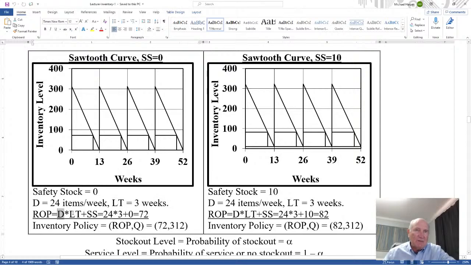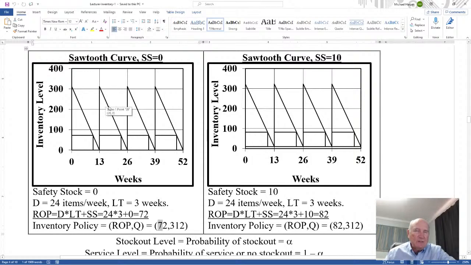And that's why we have demand times lead time, 24 times 3, because that's the inventory level that corresponds with 3 weeks before 13, before it is time to reorder. And then the safety stock is 0. And so that's the concept. We're backing up and saying, what is the inventory level that corresponds with 3 weeks, the lead time, before I place the order? Okay, and so it's going to be 72, and so you have 312.